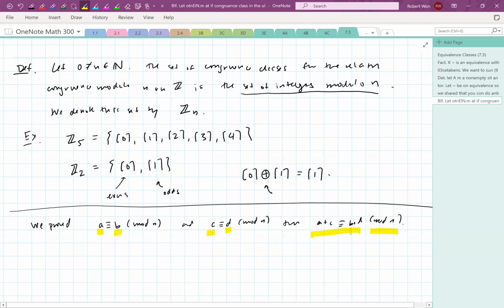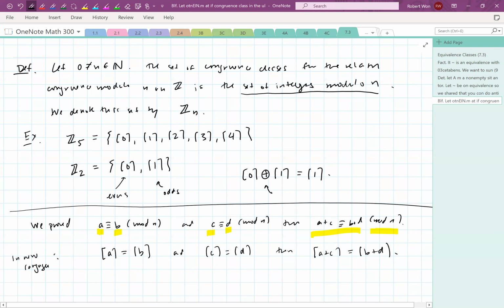You can take any element in the equivalence class of A, and you can add it to any element in the equivalence class of C, and you always get an element in the equivalence class of A plus C. That's another way to state this result. Take anything in the equivalence class of A and anything in the equivalence class of C, and if you add them together, you always get something in the equivalence class of A plus C. So I can translate this to the following. If A and B have the same equivalence class, so this is in new language, and C and D have the same equivalence class, then A plus C and B plus D have the same equivalence class.